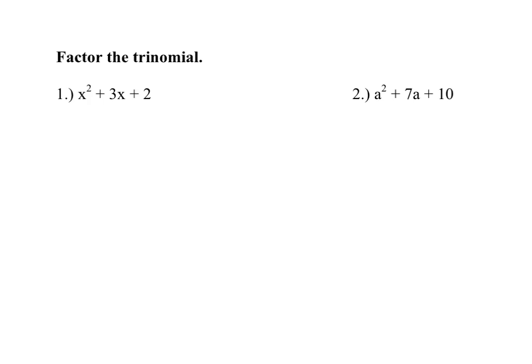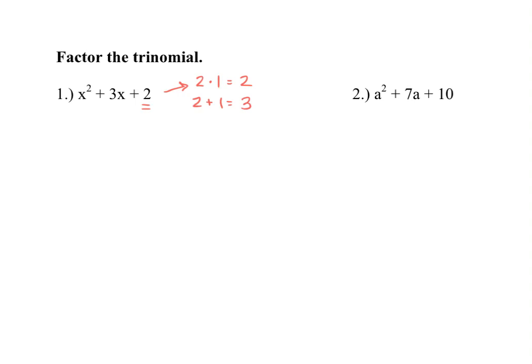All right, let's try some more. Again, you don't need a chart, but you should always start by thinking of factor pairs of the last number. Well, in this one, I have x squared plus 3x plus 2. So when I look at that 2, the only pair of factors is 2 and 1. 2 times 1 is 2. So I'm just going to do a quick double check. 2 plus 1 is 3, which, yes, that's the middle term.